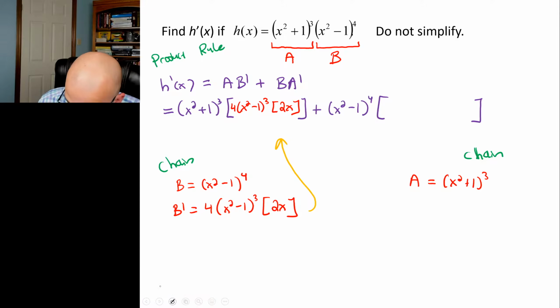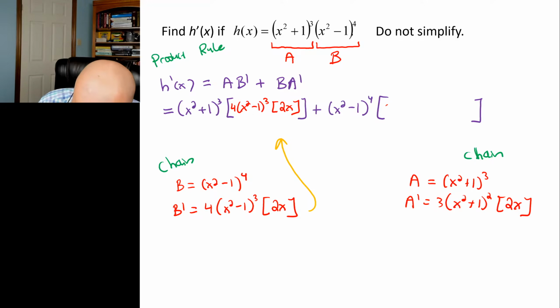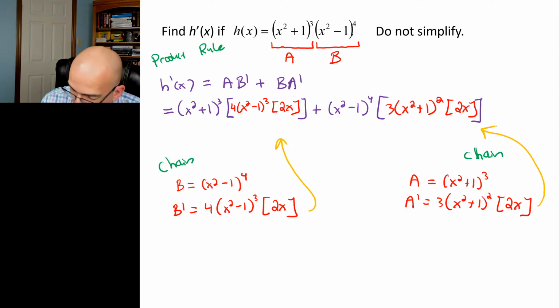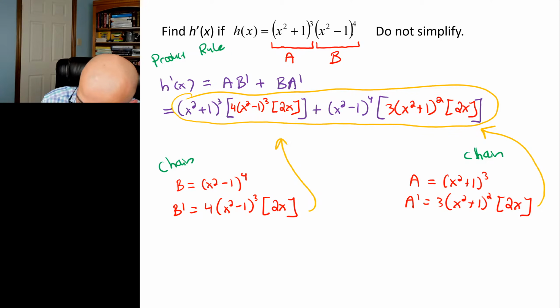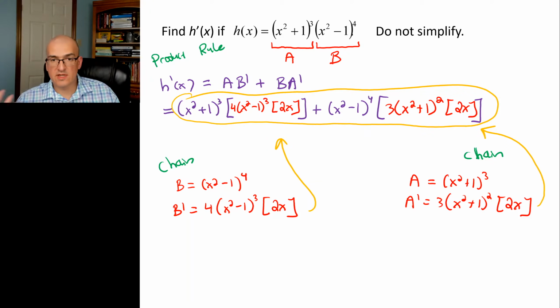And then for a, when we find a prime, we'll have 3 times x squared plus 1 to the power of 2 times 2x. Let's plug that piece in there. And that would be our answer. It says do not simplify, and it means it.